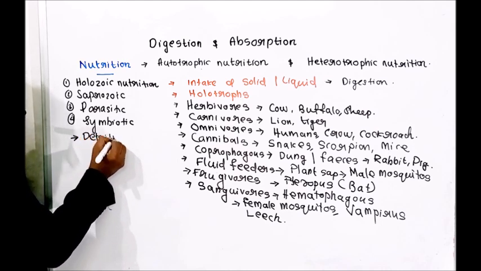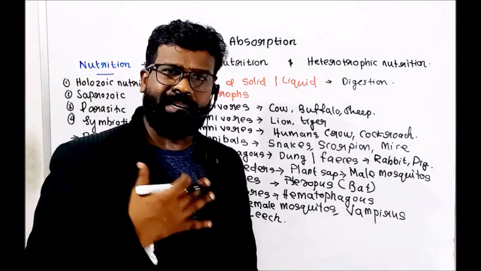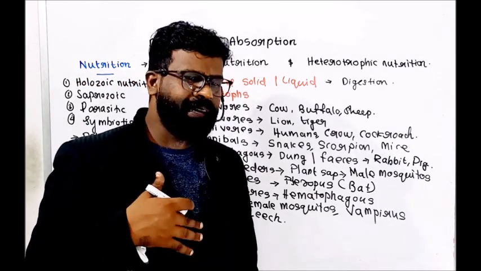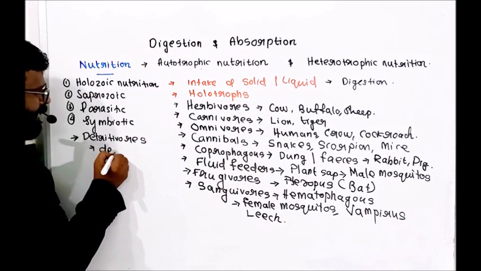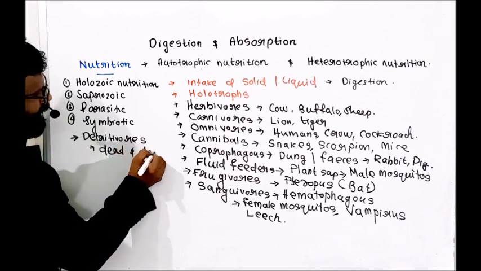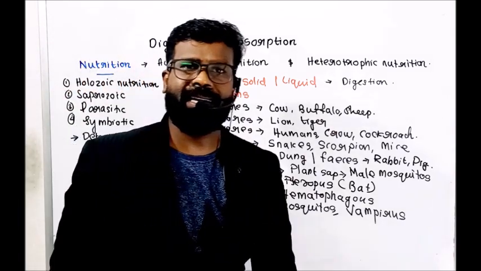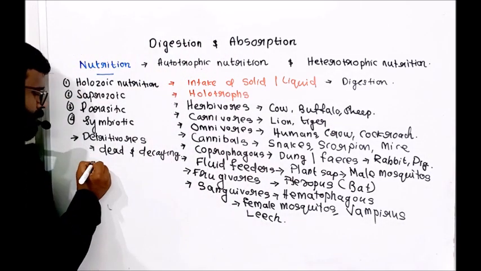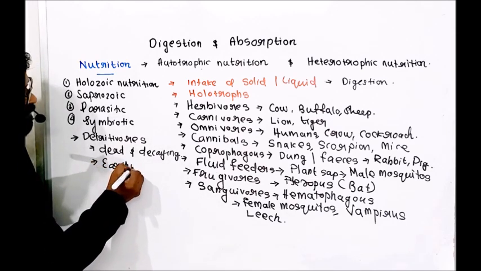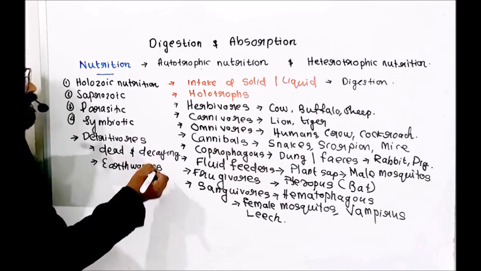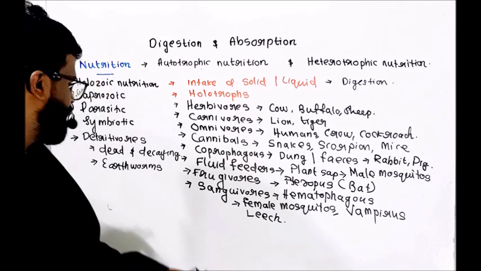Detritivores. Detritivores means they feed on dead and decaying matter, and after engulfing, it is digested within the body. Detritivores feed on dead and decaying matter. Example, earthworm. Earthworms are examples of detritivores. They feed on dead and decaying matter.